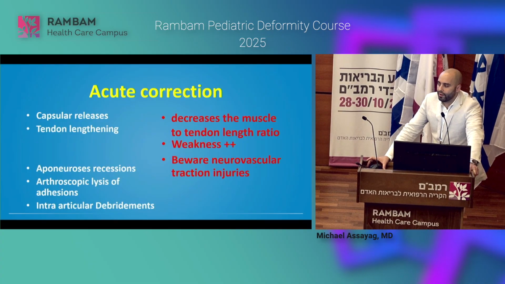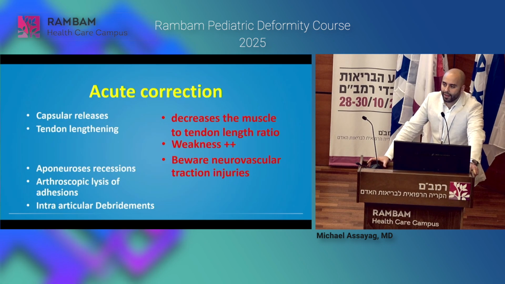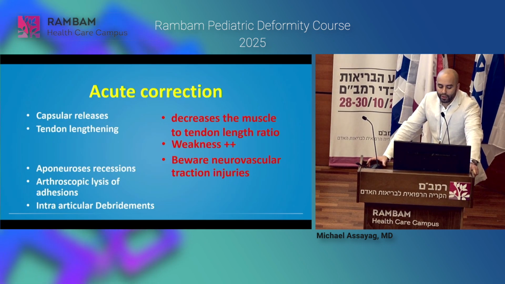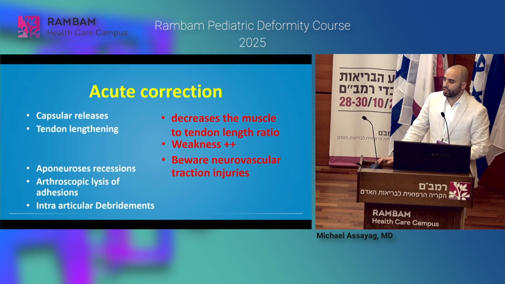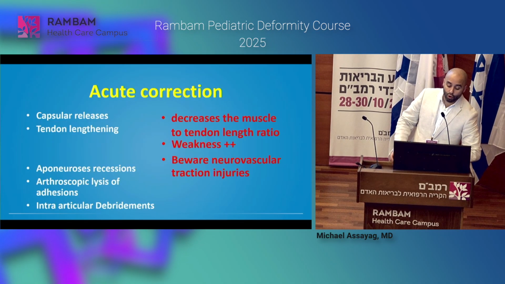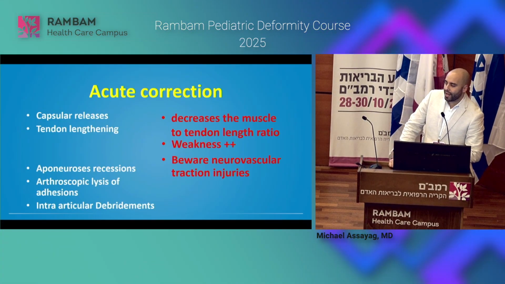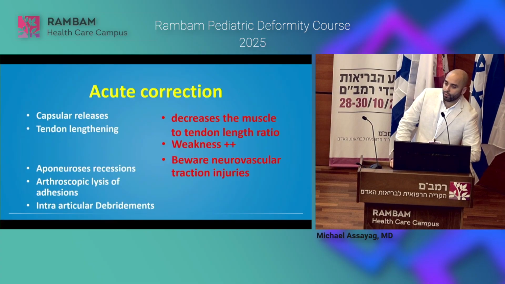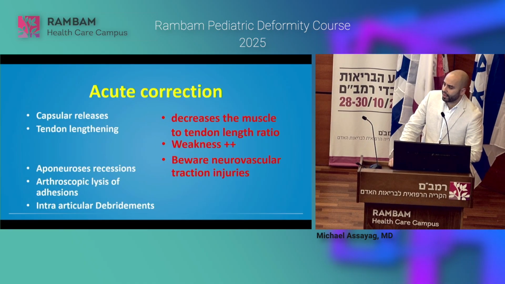There's no need for a cumbersome external fixation device, and they can be achieved through capsular releases, tendon lengthenings, or recessions of aponeurosis, or lysis of adhesions with your arthroscope, or even open intra-articular debridements and arthrotomies. Now, the downsides of those methods, especially when we start talking about tendon lengthenings, is that we decrease the muscle to tendon length ratio, and that is what creates weakness.